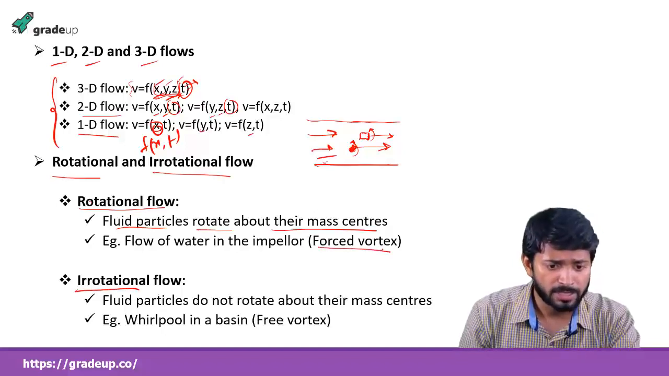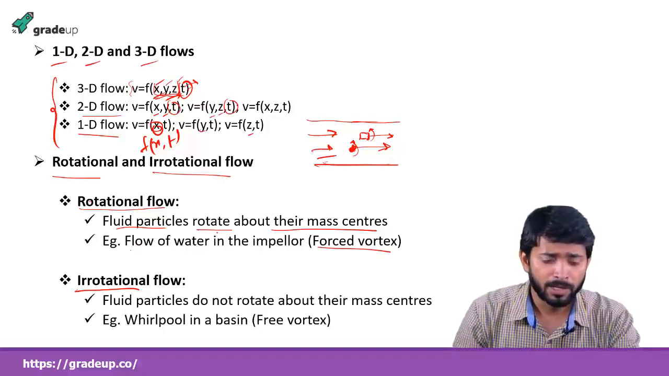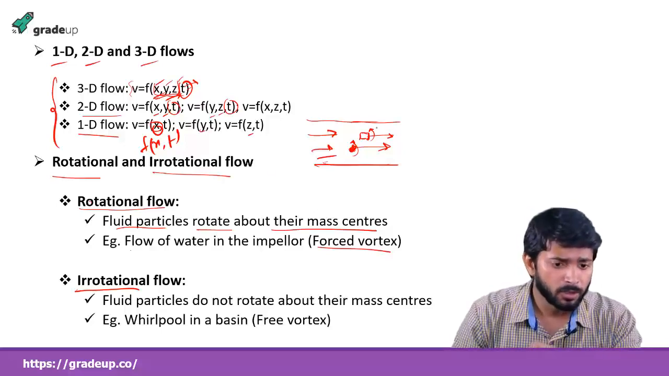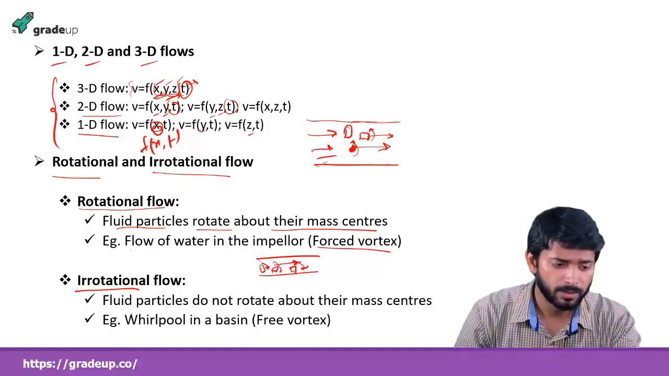So forced vortex is an example of rotational flow, for example, the flow of water in an impeller. If you analyze it, you can find the fluid element will move along with the flow, and as well as it will rotate, just like here.